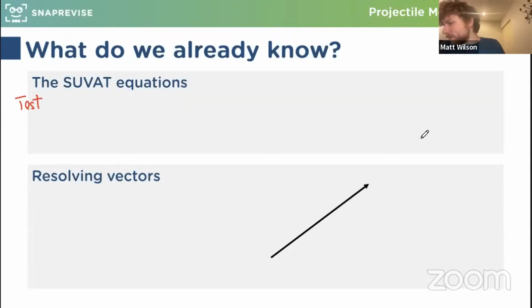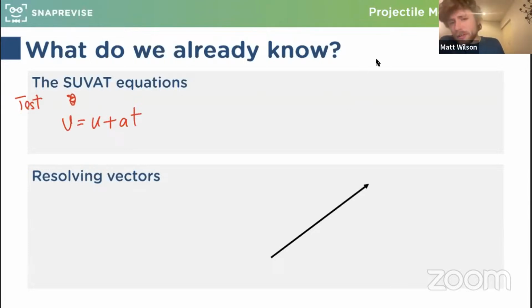Okay, this is great. This means we're finally ready to go through those Suvat equations. So, our first equation says that the velocity at some time is going to be equal to the initial velocity plus the acceleration times the time elapsed between the point at which we had this initial velocity and the point at which we had this final velocity.